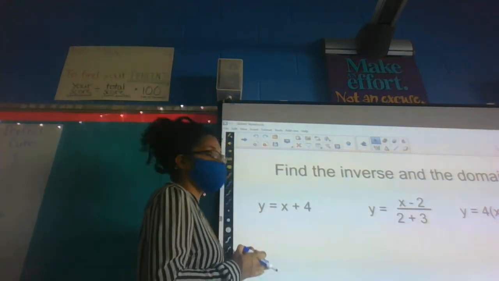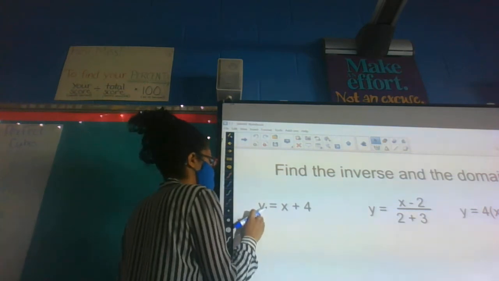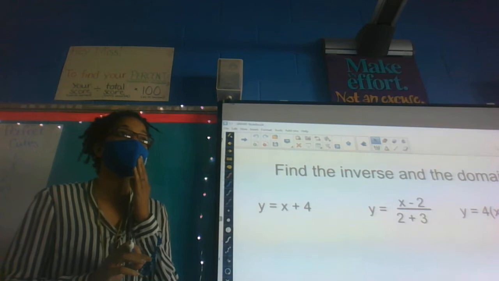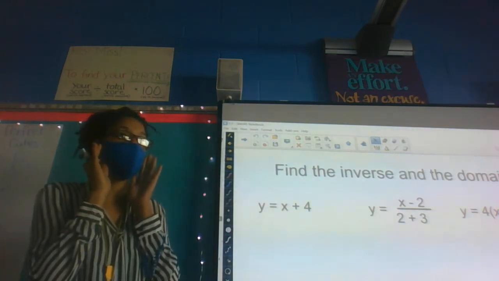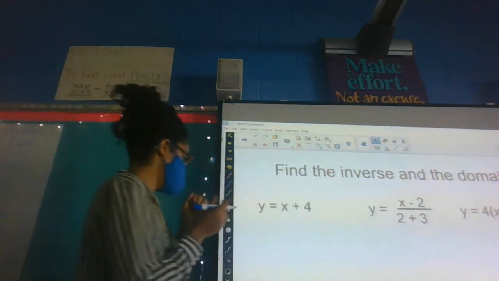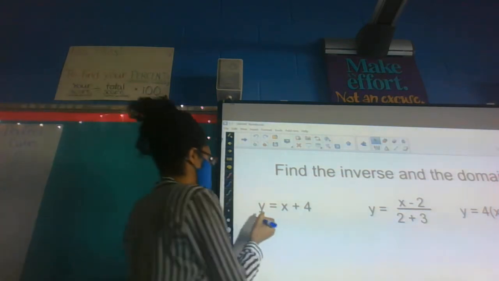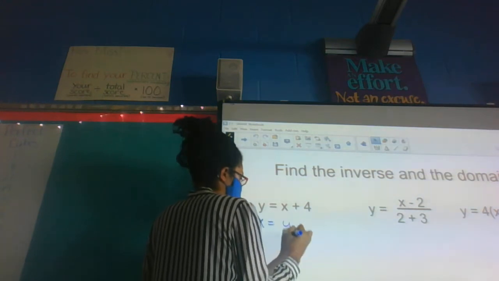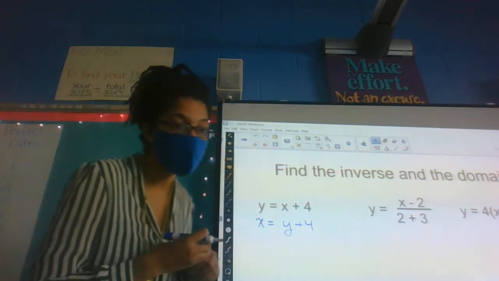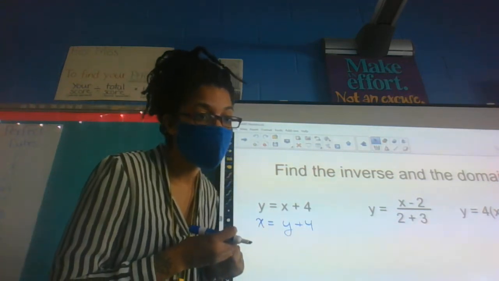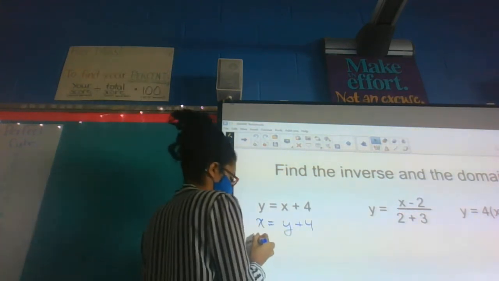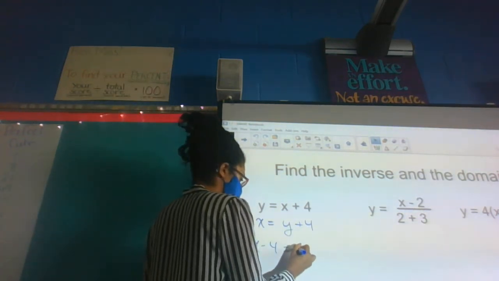So what do I do with this first one? How do I find the inverse? Switch to x and y. Then what? Subtract instead of add. So this is a one-step equation, right?